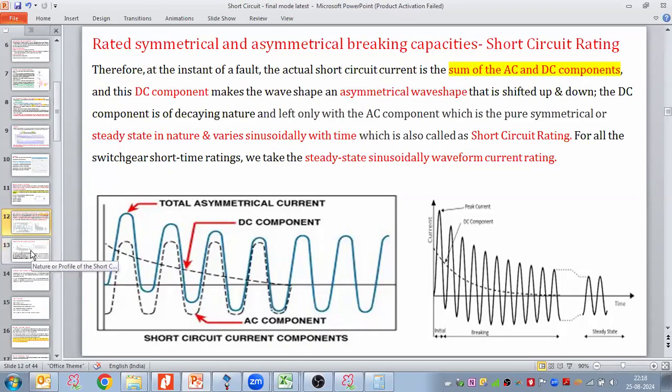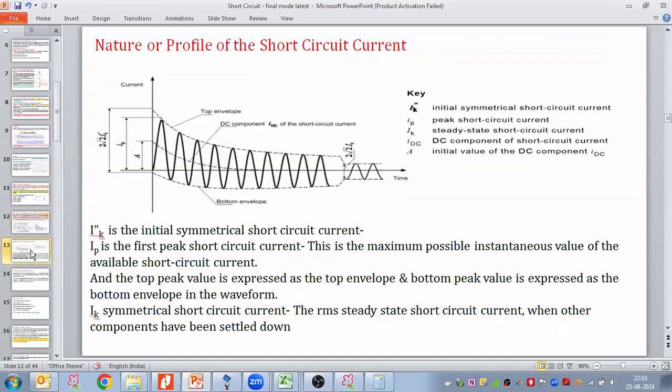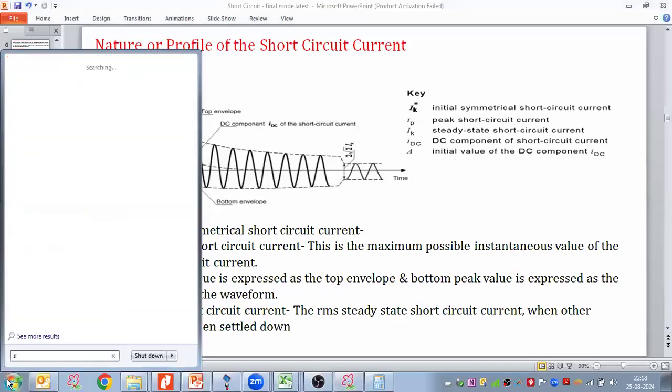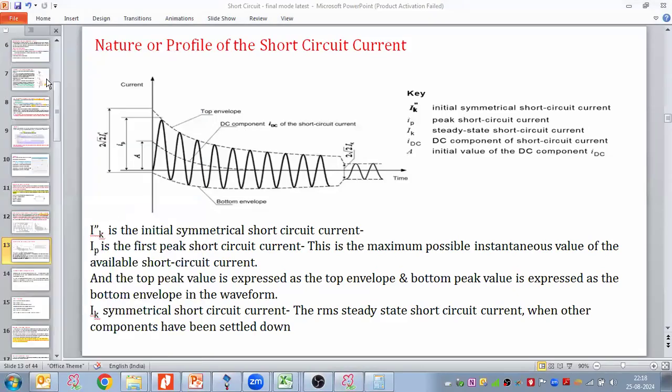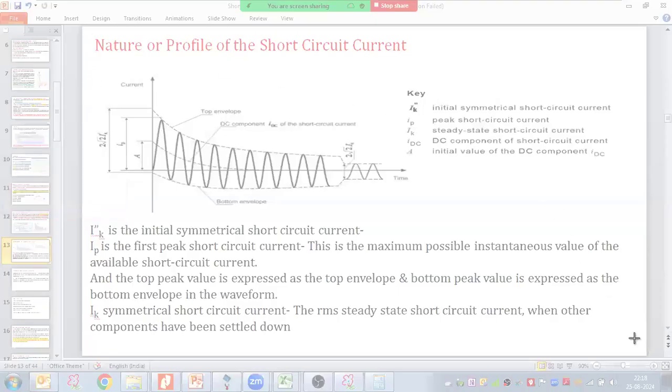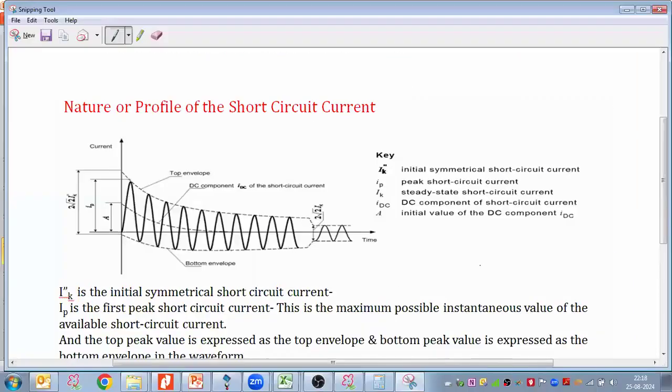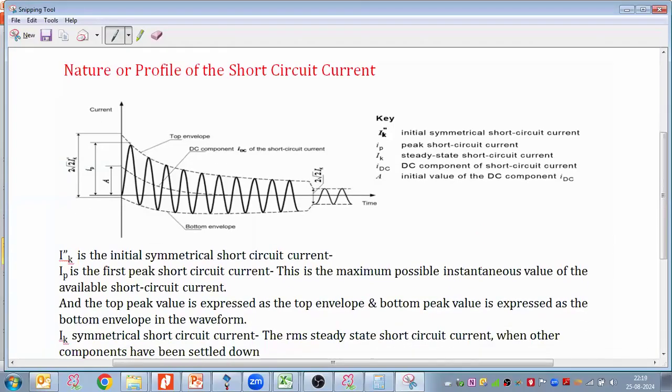Let us see once again the nature of short circuit current, if anyone has any doubt. Even though Venkatesh has already discussed this, I am trying to explain it in some more depth. So here we take this current on the y-axis and time on the x-axis. Now let us see when the fault occurs.